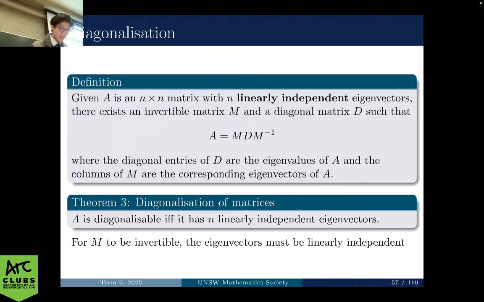If we have linearly independent eigenvectors, we'll have an invertible matrix M, i.e. the inverse matrix M to the negative 1 will exist. And then we'll have a diagonal matrix D such that A equals M D M inverse. The second thing, which I forgot to note, is that eigenvectors and eigenvalues only exist for square matrices, i.e. things of this form. This is a 2 by 2 square matrix. The thing to remember here is that we have a diagonalizable matrix if it has n linearly independent eigenvectors.